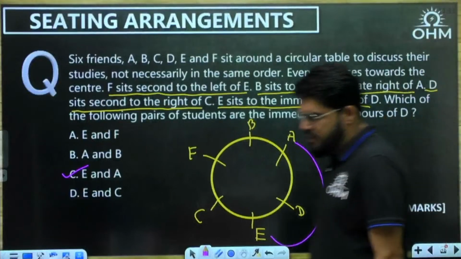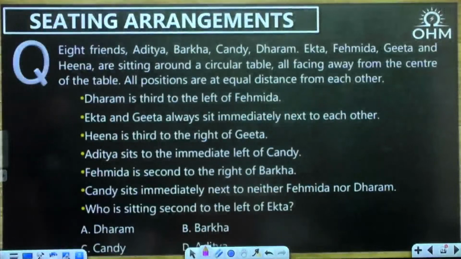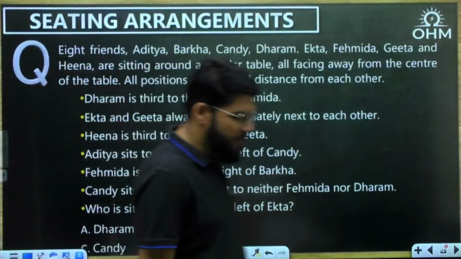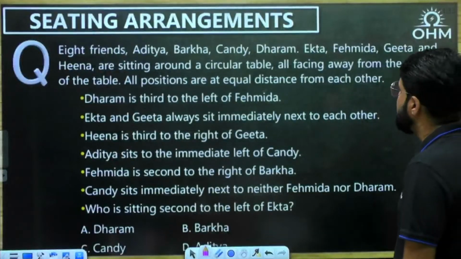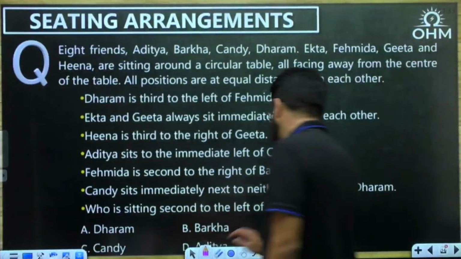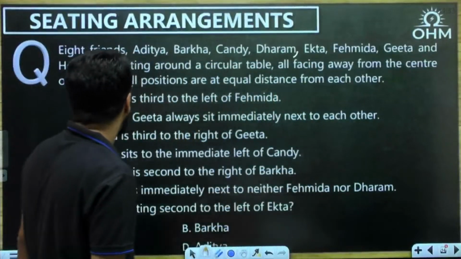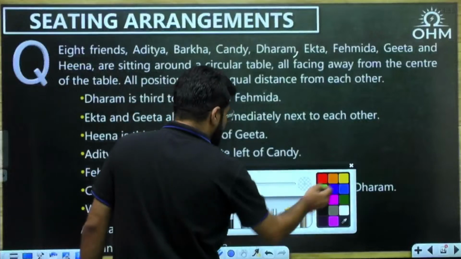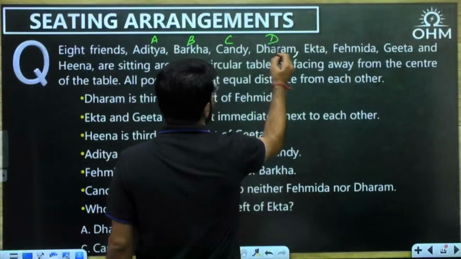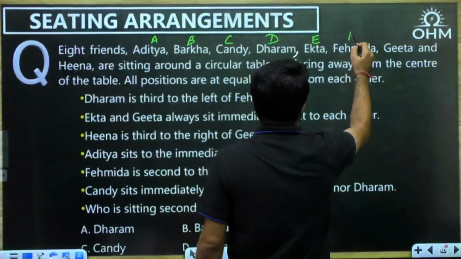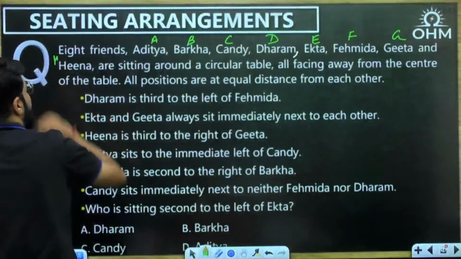Fine. Let's move ahead to the next. Eight friends. Now this is on 8 persons: Aditya, Barkha, Candy, Dharam, Ekta, Fahimda, Geeta, and Hina. In short, we'll keep calling them Aditya A, Barkha B, Candy C, Dharam D, Ekta E, Fahimda F, Geeta G, and Hina H.